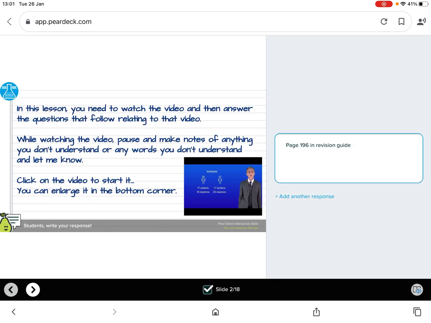So this slide asked you to watch a video called Atomic Number and Mass Number. Information's also on page 196 in the revision guide. The video asks three questions. How can we use the mass number and atomic number to work out the protons, neutrons and electrons in an element? It also asked what is an isotope and what is an ion? So we'll do each of those questions one at a time.